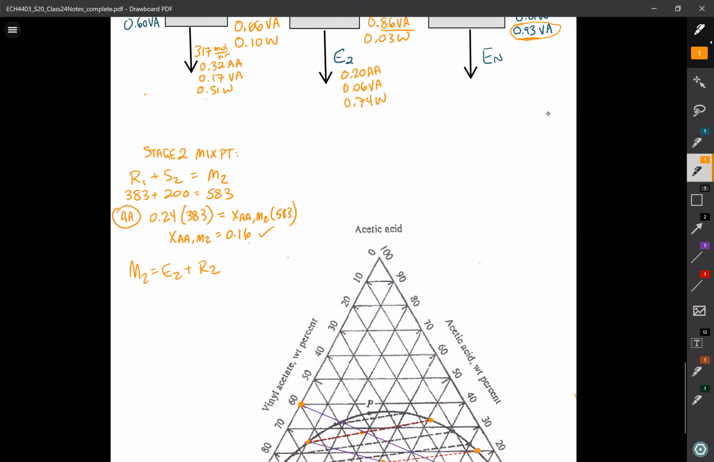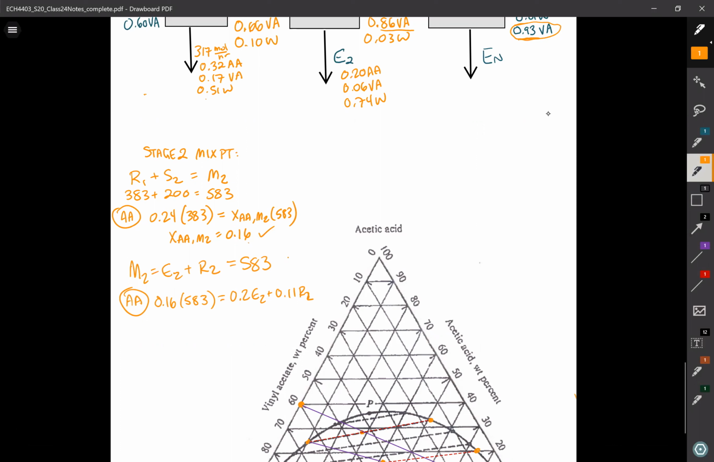And I know that M2 is 583. And let's do acetic acid again. You could do another component. You won't get the same answer again, you'll get something close. So at the mixing point, I had 16% acetic acid times the flow rate of the mixing point, 583, is equal to 0.2 E2 plus 0.11 R2.